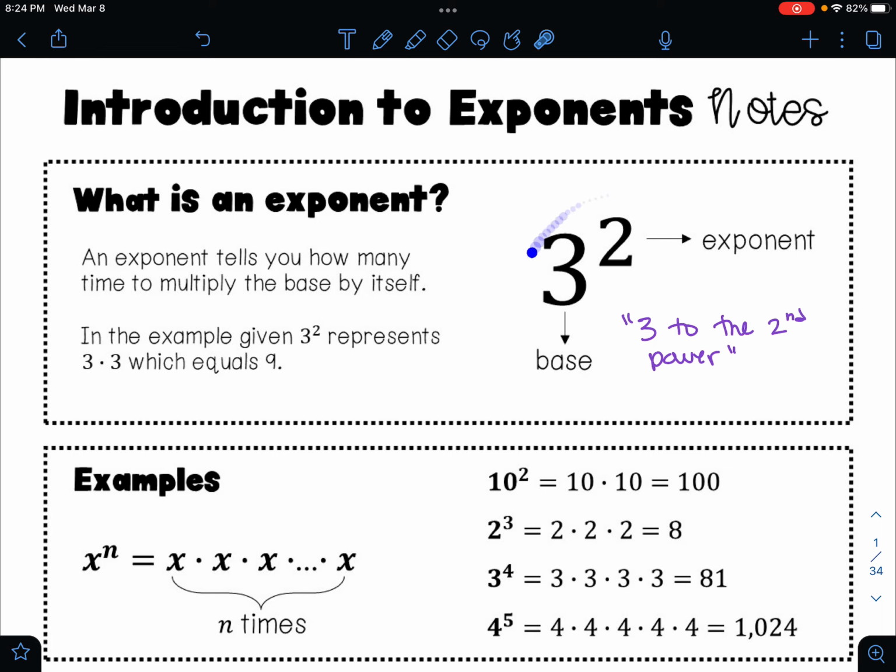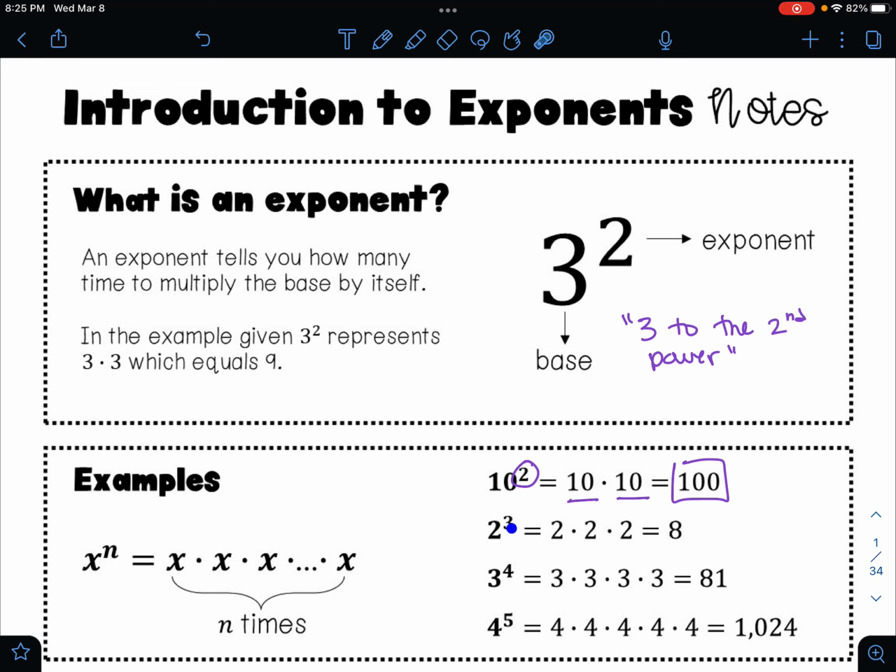This equals 3 times 3 because this is saying, take your base of 3 and multiply it by itself twice. So if we have these examples down here, x raised to the power of n means multiply x together n times, where n could be any number. So 10 raised to the second power is 10 times 10, multiplying 10 twice, and that gives us an answer of 100.